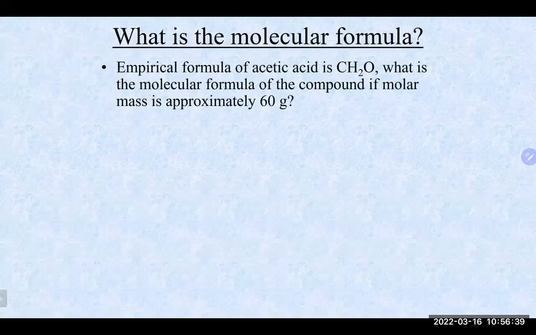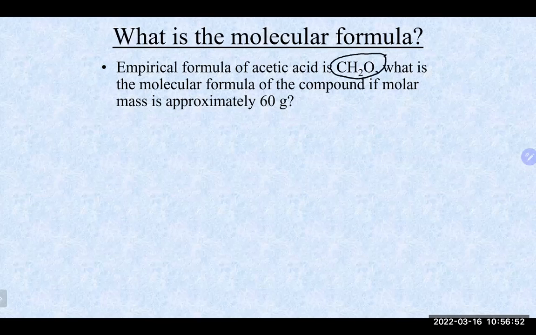So let's take a look at one here. The empirical formula for acetic acid is CH2O. What is the molecular formula if the approximate molar mass is 60? So in this particular case, we don't actually have to calculate the empirical formula because they were nice enough to give it to us.